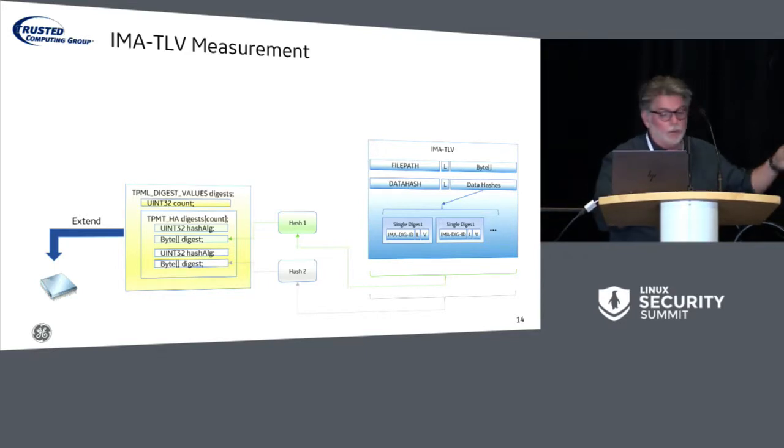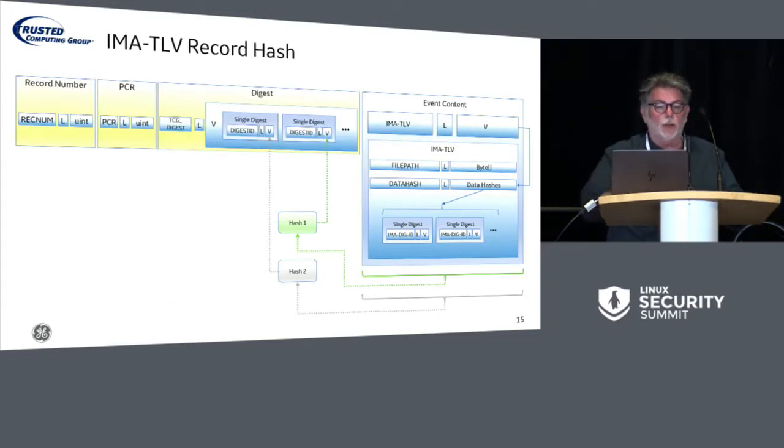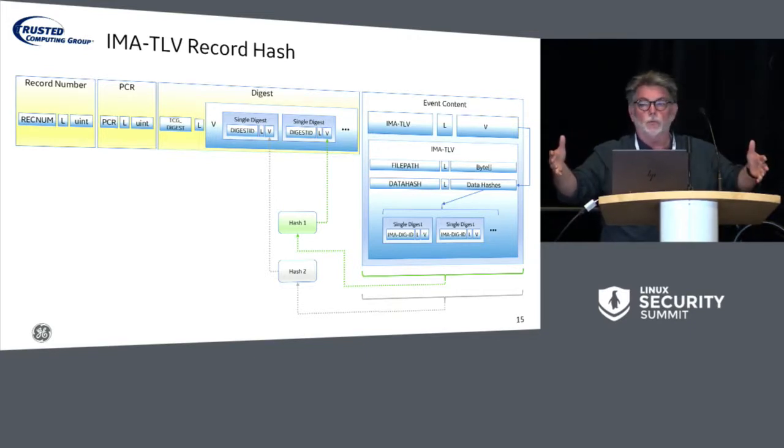What I'm depicting here is the actual structure that's sent into the TPM. It's called a TPML digest value. You would create, for example, a hash 1, which would be the example of a SHA-1, and a hash 2, which would be the example of SHA-256. You would put those in there and do the extend operation, and then you would simply copy them up into this digest field, and now the whole record would be complete.